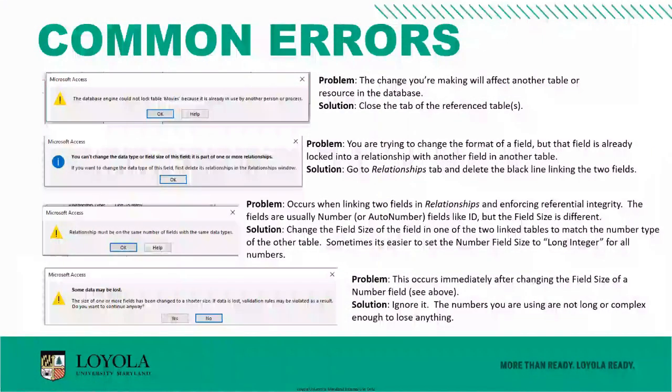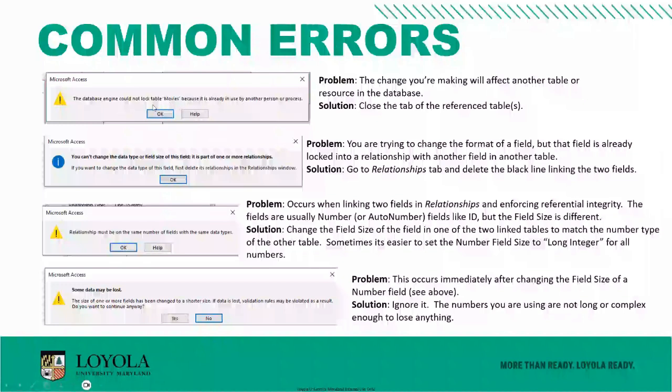If you do have any errors, I do have a common errors page here. When building the ERD diagram, there is a small chance that you will see this error right here: "Relationship must be on the same number of fields with the same data types." I will show you what that looks like. But the rest are pretty easy.